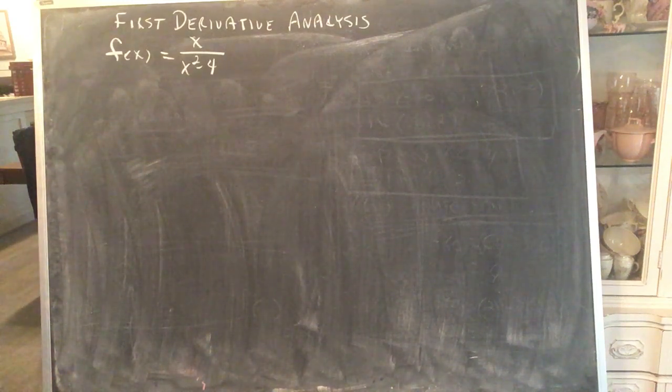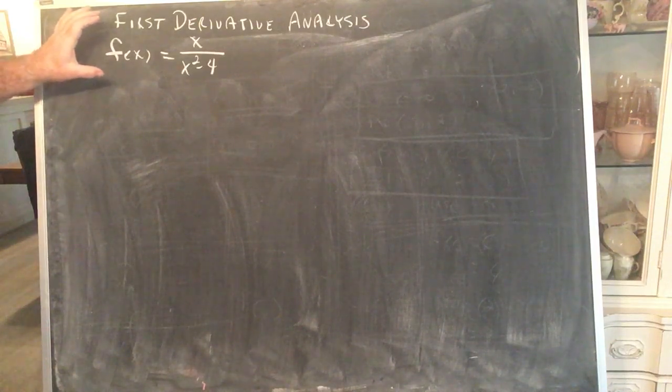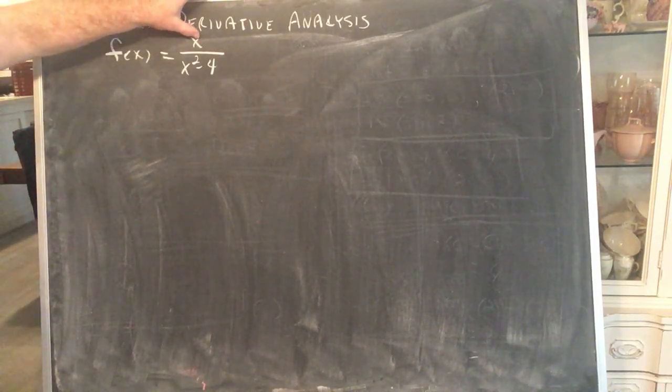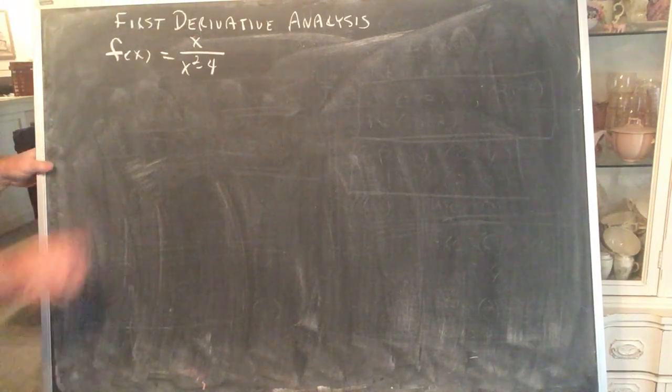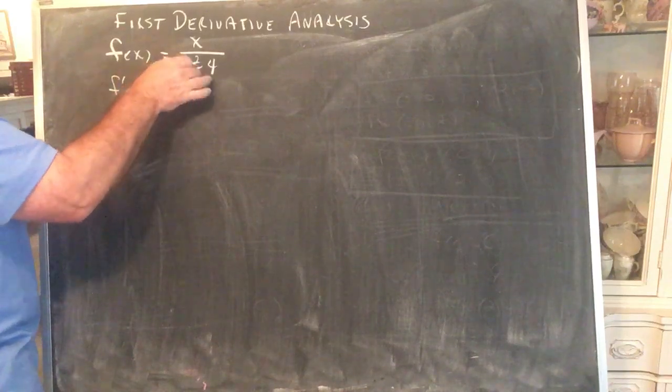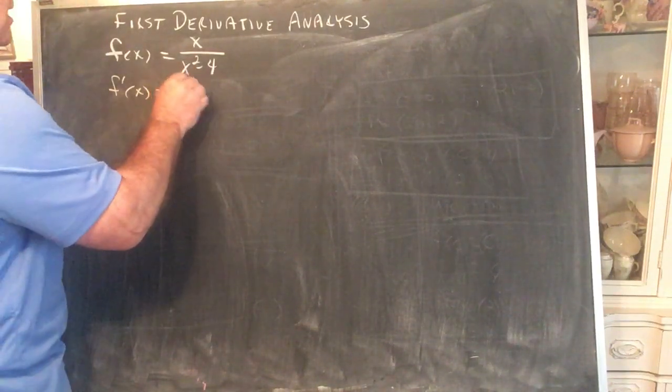Okay, so this is our next example with the first derivative analysis. This is a rational function, x over x squared minus 4. So we're going to do the same process, the first derivative analysis. So the derivative requires the quotient rule.